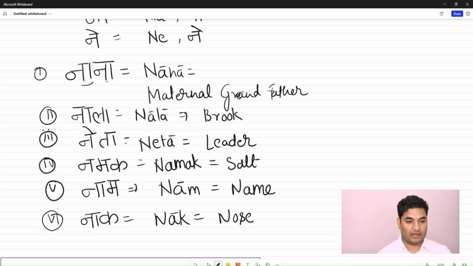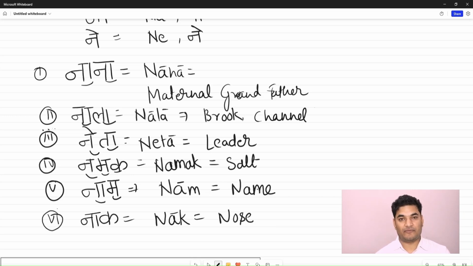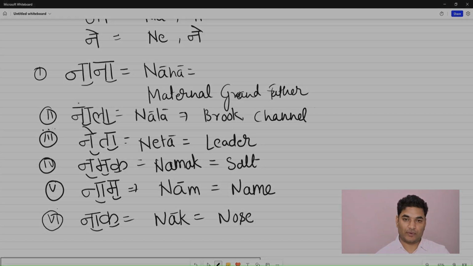So, Nana is maternal grandfather. Nala is a brook or channel. Neta is leader. Namak is salt. Naam is name. We have done mera, my, and now we have done naam. Mera naam, my name, you can say. Nak is nose. So we have done 6 words today.